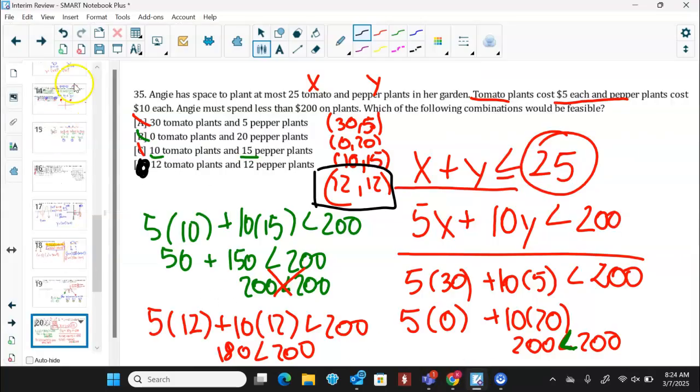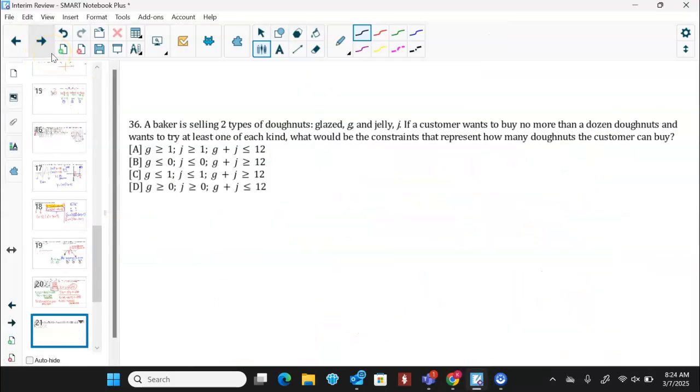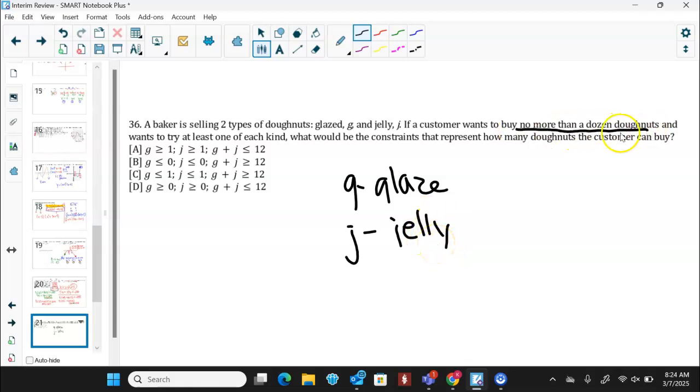All right. And then the next question right here is 36. Here we're talking about a baker selling 2 types of donuts: the glazed donuts for G and J for jelly. The customer wants to buy no more than a dozen. So no more than a dozen, which means it includes the 12. And the customer wants to try at least one of each kind.